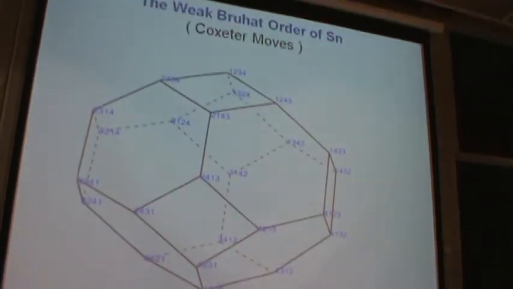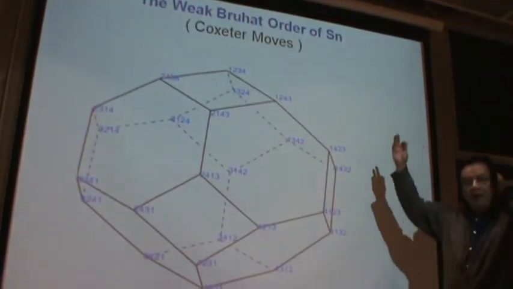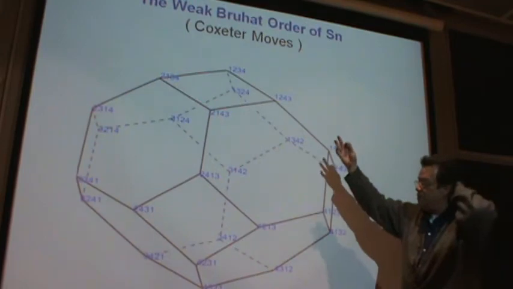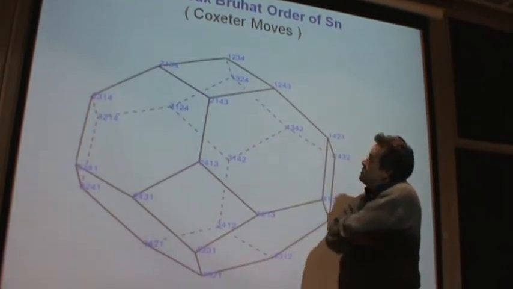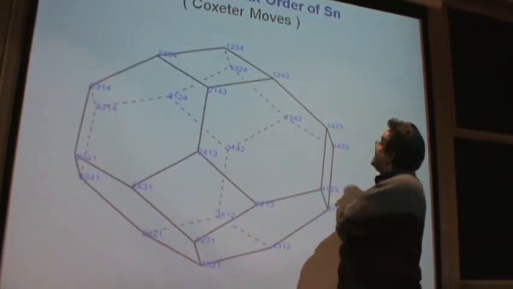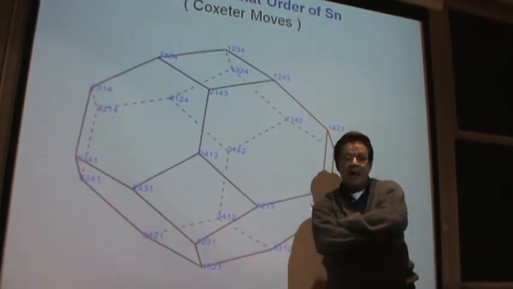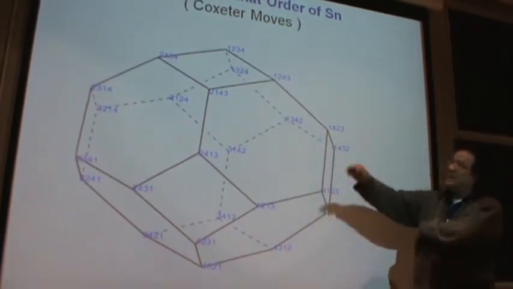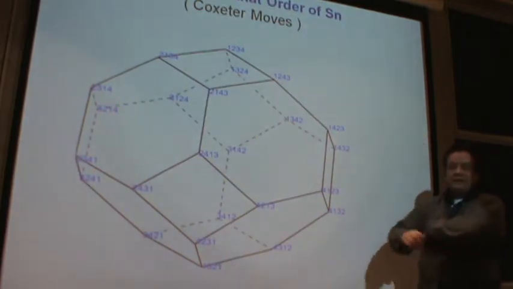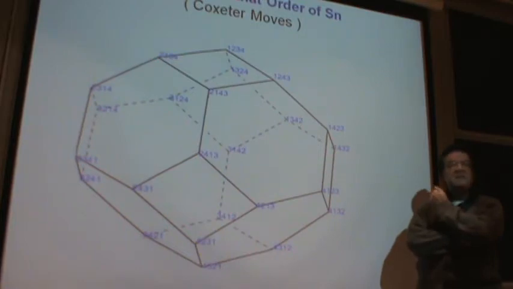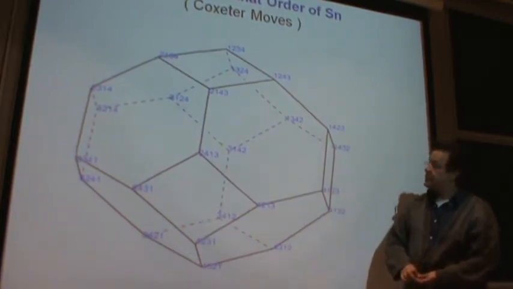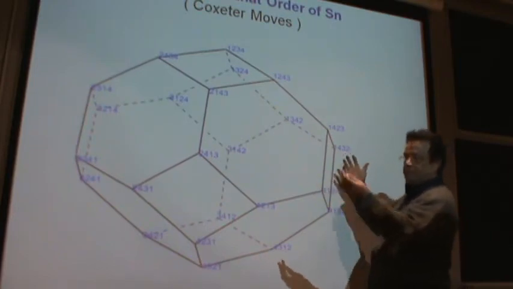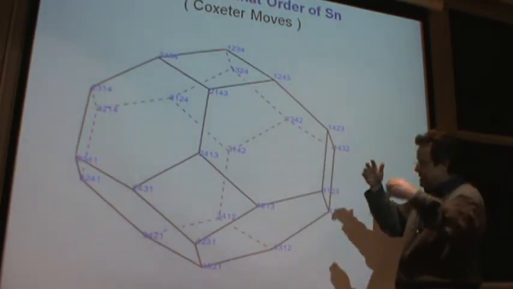Okay, now if we go to S4, and we do the same thing that I explained to you, you get this beautiful object. It happens that the Weak Bruhat order of Sn can be embedded in R^(n-1). In this case, this is S4, and it's embedded into R3. And there are explicit ways to find the coordinates of these points. So this is the whole symmetric group, and this happens in general.